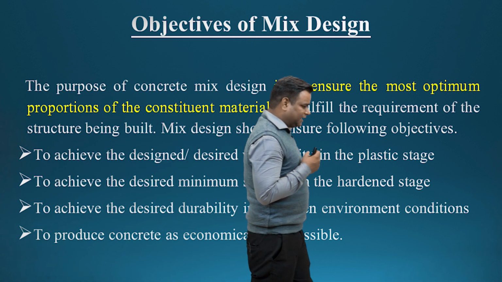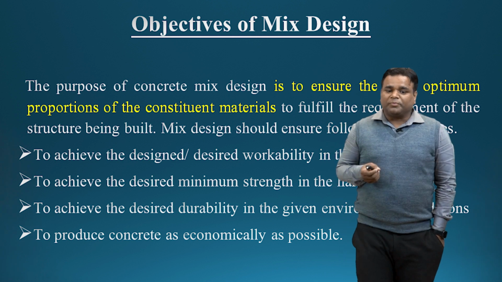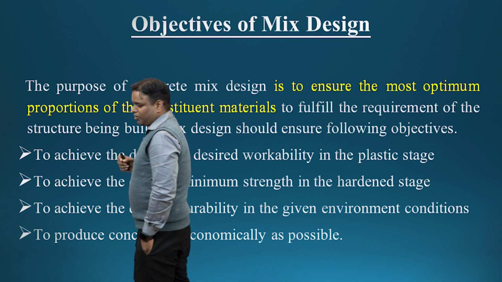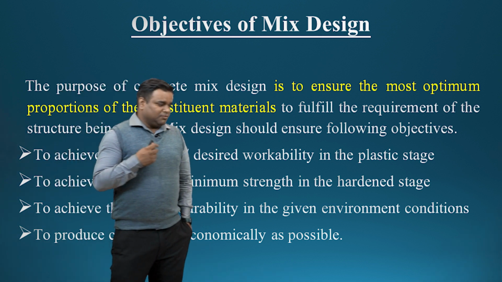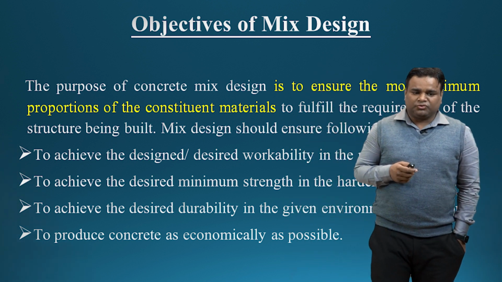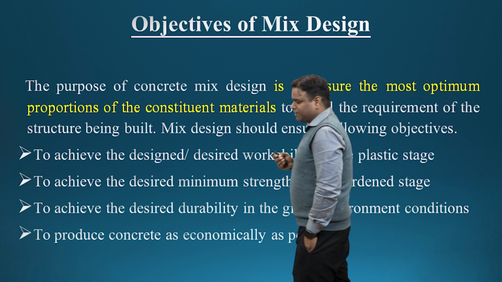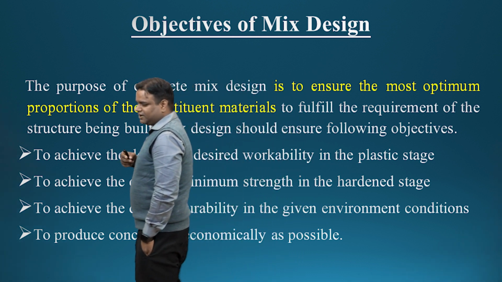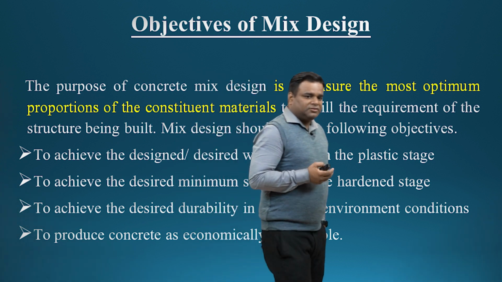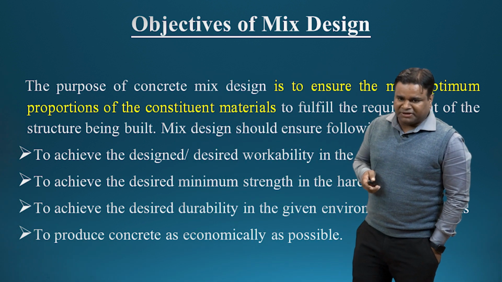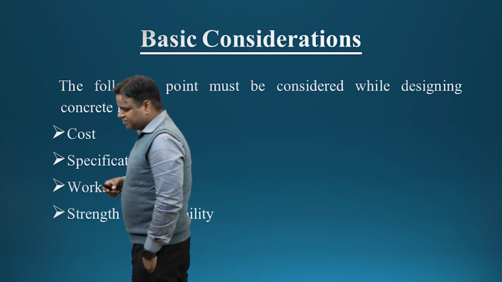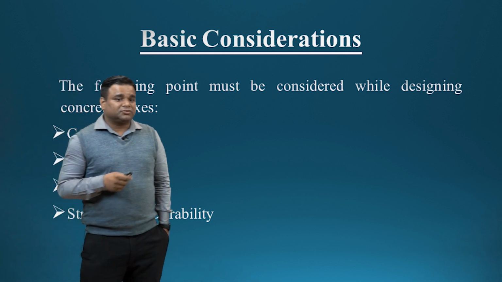The next thing is to get the concrete as economically as possible. So we have to make the concrete economical. If you are using more cement, the cost of concrete will increase. So we have to see whether the concrete is being made economically or not. So these are the four objectives. We have to ensure the optimal proportion of the constituent materials. So these are some basic considerations while designing the concrete mix.